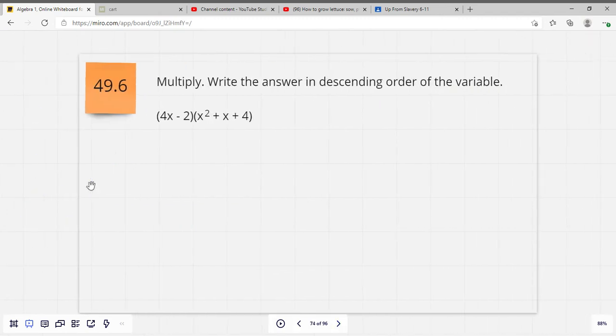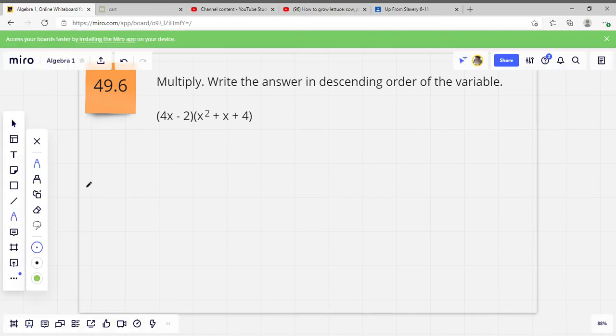All right, this one has 3 terms on the second part, so we're going to have to multiply 3 times for each term in the first part. So 4x times x squared is going to give us 4x to the third. And we're going to go here, and that's going to give us 4x squared. And then we have to go there, and 4 times 4 is 16x.